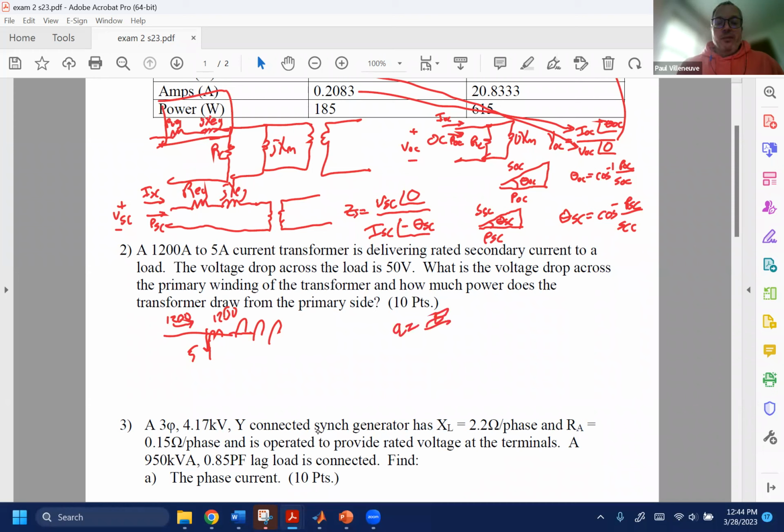Oh, I'm not sure why that's doing that. I'm going to try to clean this up.